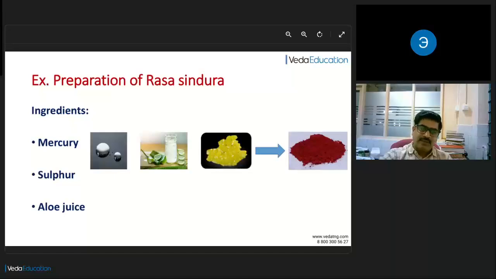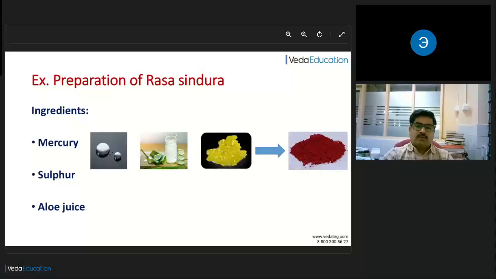Okay. So you can just see that this mercury is a lustrous, shining one, and sulfur is a yellow colored one. So after grinding, this will be a black colored material known as kajjali. That material is known as kajjali.